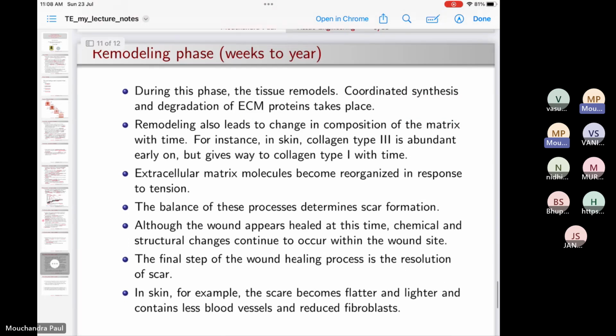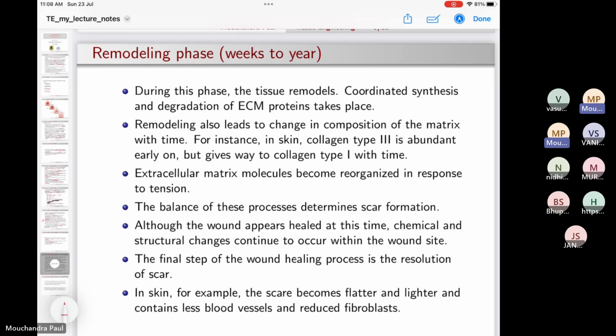The last phase is the remodeling phase. It is the longest phase of the wound healing process. It can take years, maximum years. In diabetic patients, the main symptom is delayed wound healing. So for them it can take years as well.